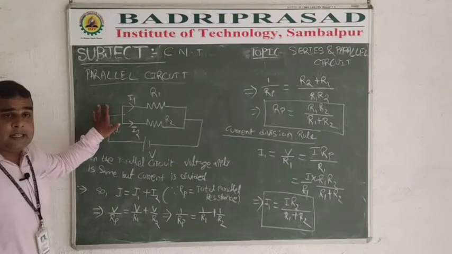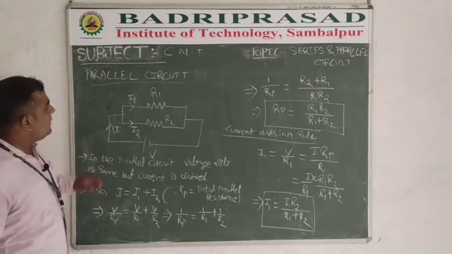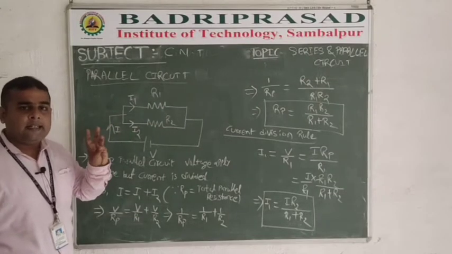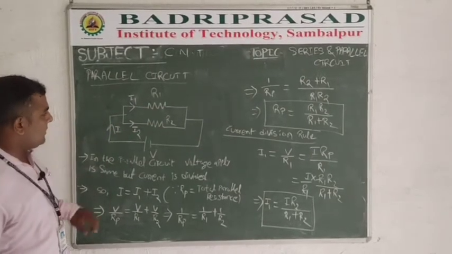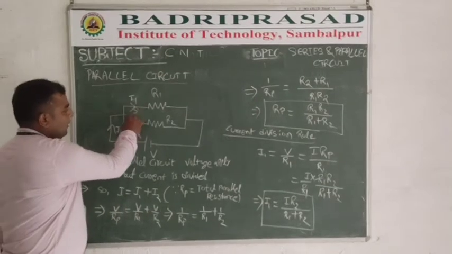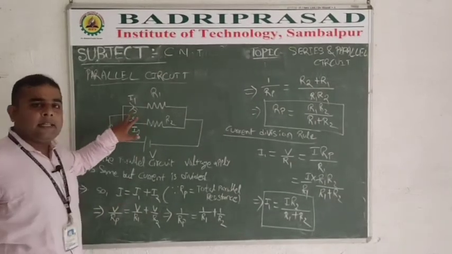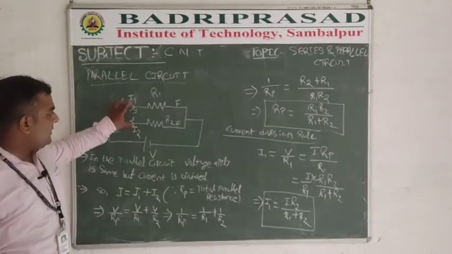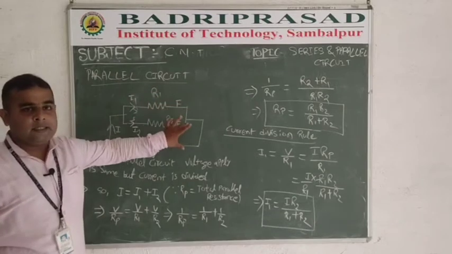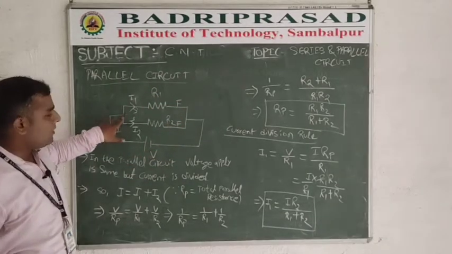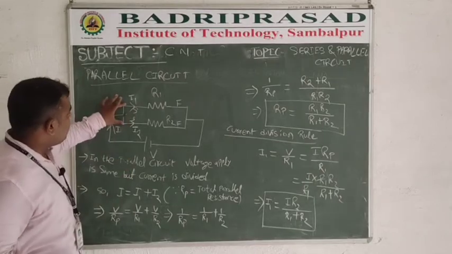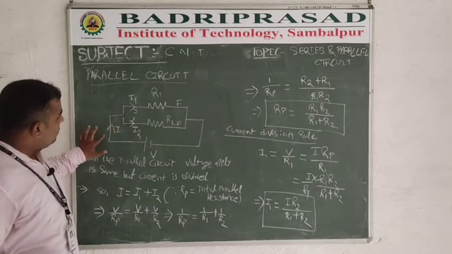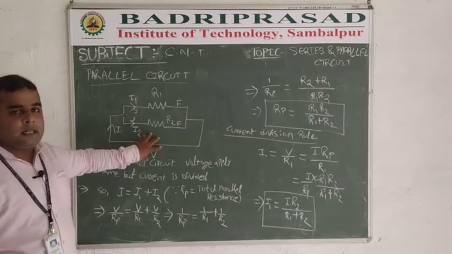But the parallel circuit is different. What happened? In the parallel circuit, each resistance has two points, the starting end and the finishing end. The starting ends are connected together and the finishing ends are connected together, across two distinct points, and a voltage V is applied across those two points.